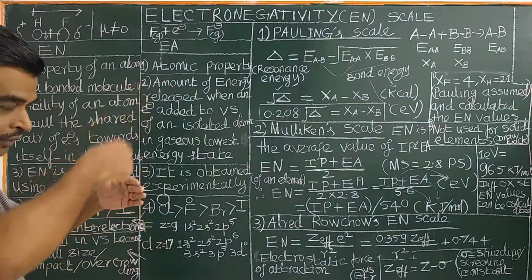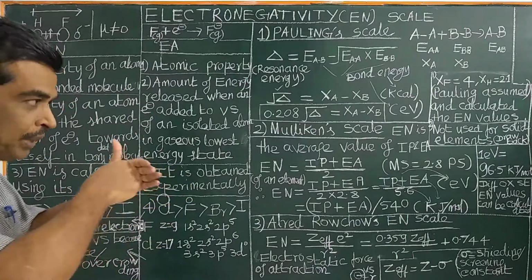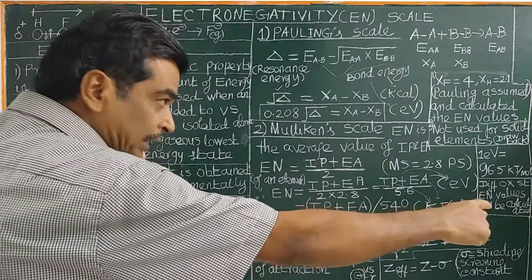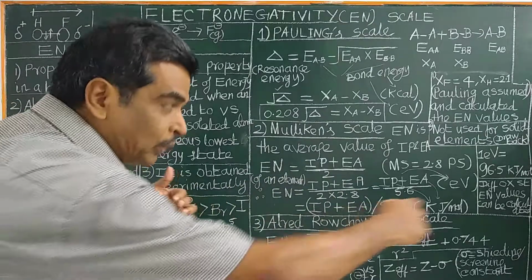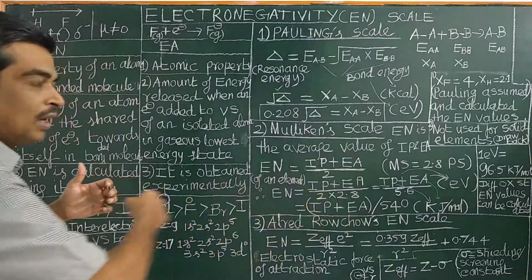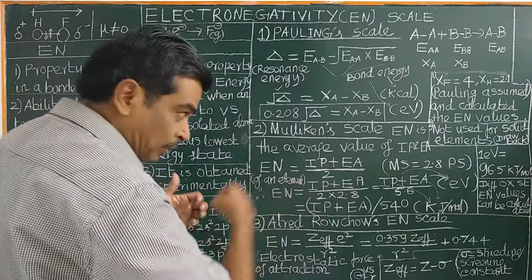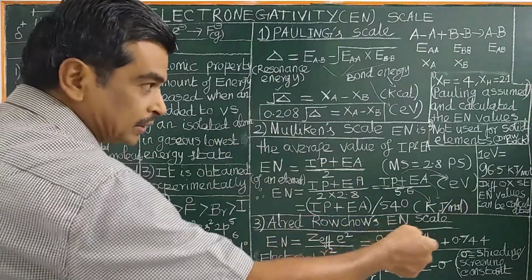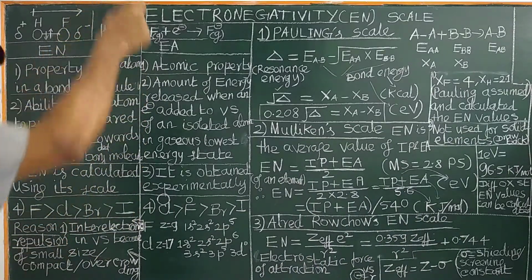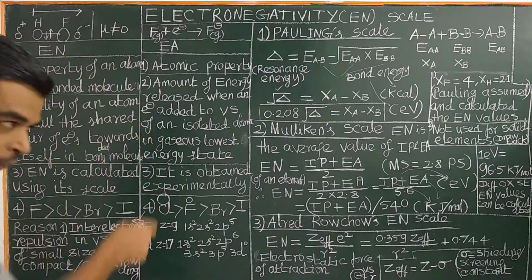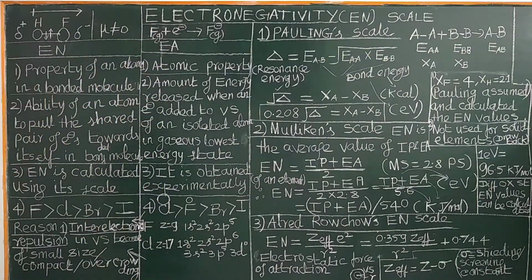Similarly, in the periodic table, moving from left to right along a period, the effective nuclear charge increases. Therefore, the electronegativity value increases in the period from left to right. The electron affinity value also increases in general. Similarly, on moving down a group, the electronegativity value as well as the electron affinity value decreases. Okay, so they have similarities.